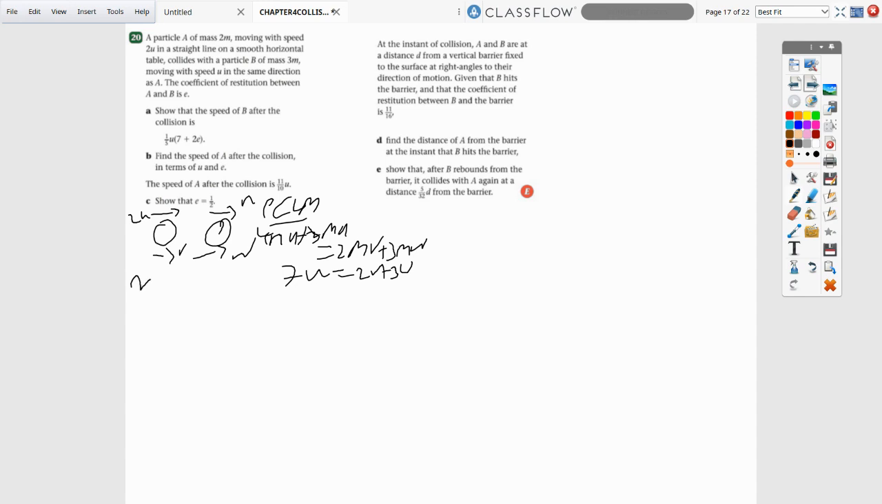Then if I do some speed of separation and speed of approach, e is w minus v over 2u minus u, which is u. So we can sub that in there, can't we? So we get 7u plus 2eu equals 5w. So that w is u over 5 of 7 plus 2e. Precisely what I wanted.